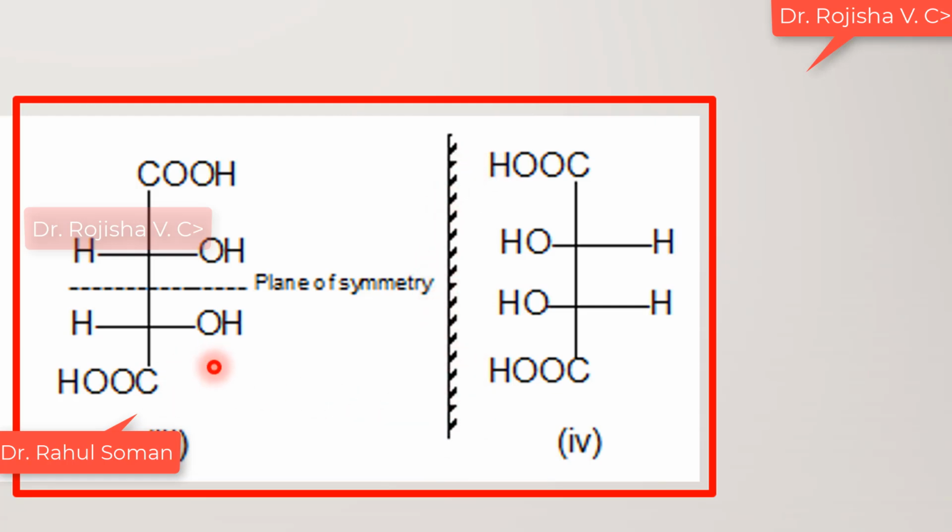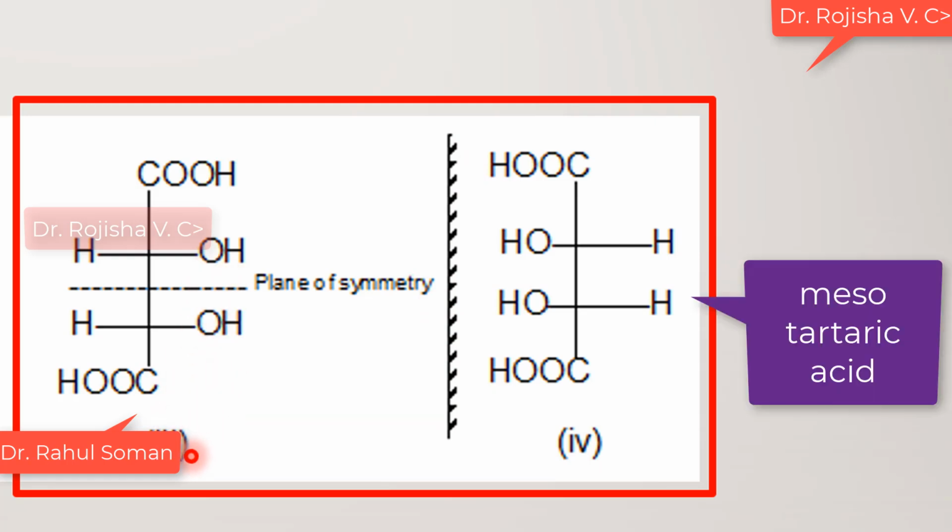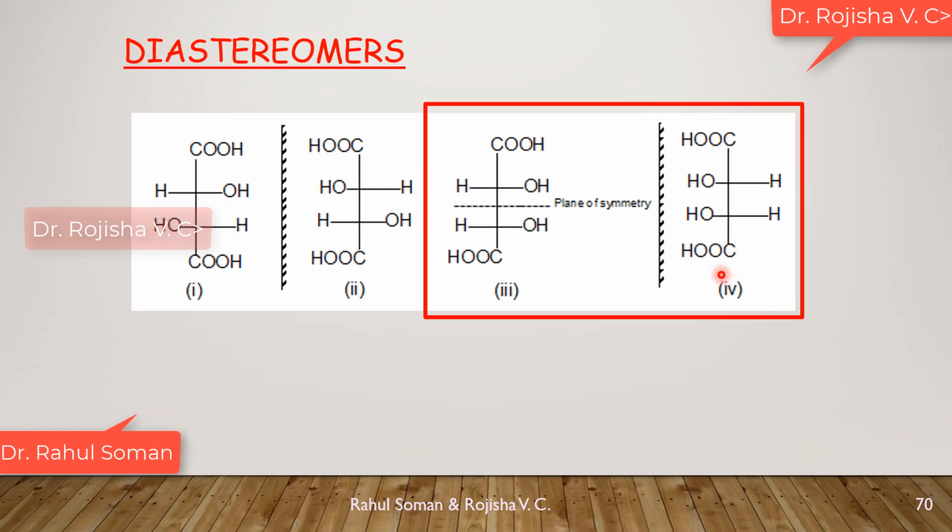If you consider the mirror image of this, the tartaric acid where the OH is coming on the same side, we name that as meso-tartaric acid. If you consider the mirror image of meso-tartaric acid, the third and fourth images are the same only, because if we rotate the molecule by 180 degrees, the same molecule will exactly come. That means the third and fourth molecules are both the same only. If you rotate by 180 degrees, it will be the same only.